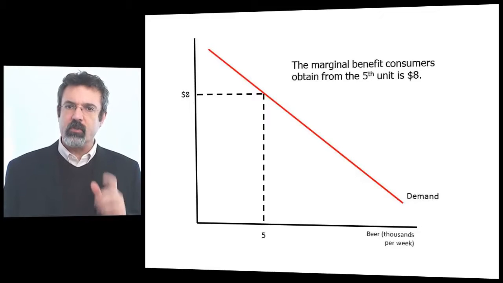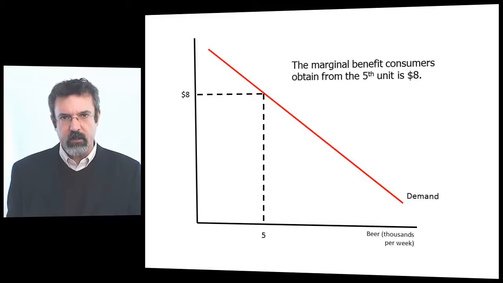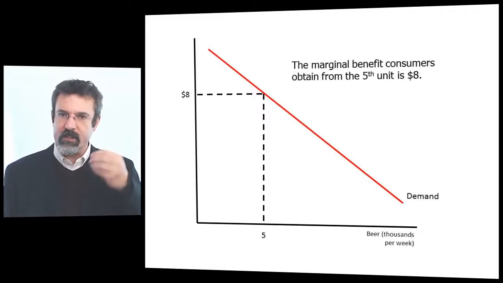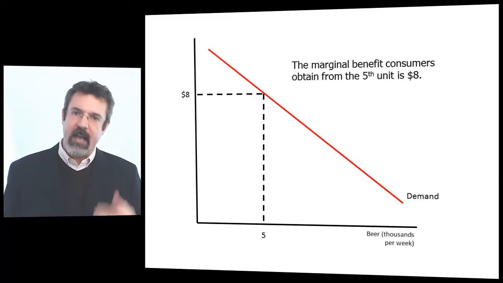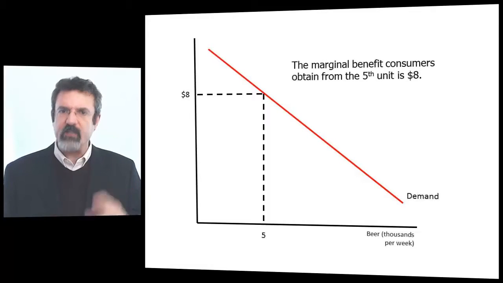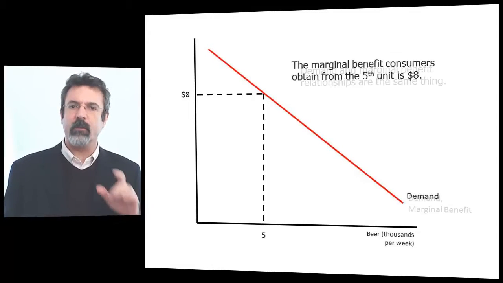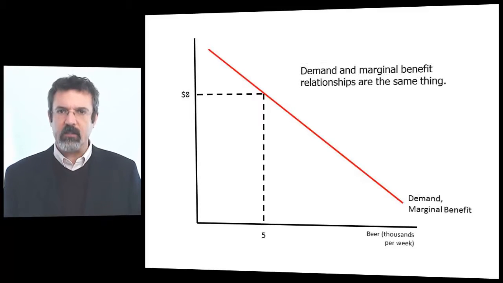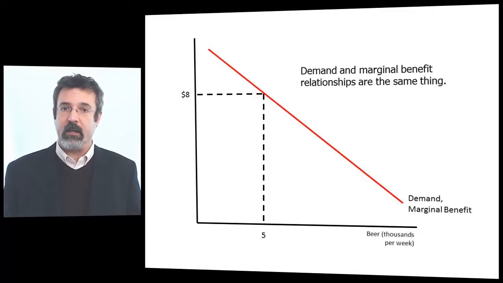In other words, consumers would not buy a 6th unit because the benefit they obtain from the 6th unit is less than the $8 charge that they would have to pay. So demand represents the marginal benefit of the product to consumers. Demand and marginal benefit are the same thing.